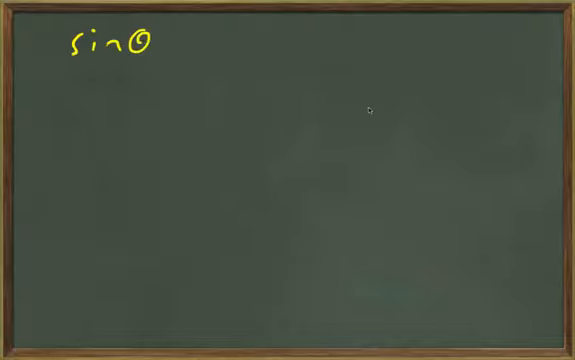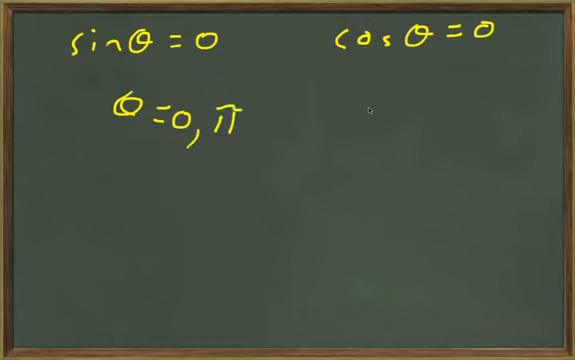So sine theta equals 0 or cosine theta is equal to 0, because if you take a 0 and multiply it by anything, that still gives you 0. Okay, so since these are 0, that means for sine, theta is equal to 0 and pi, and for cosine, it's pi over 2 and 3 pi over 2. Okay, so here we have these solutions.